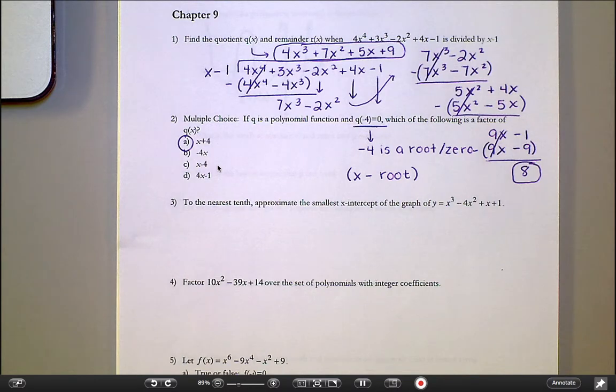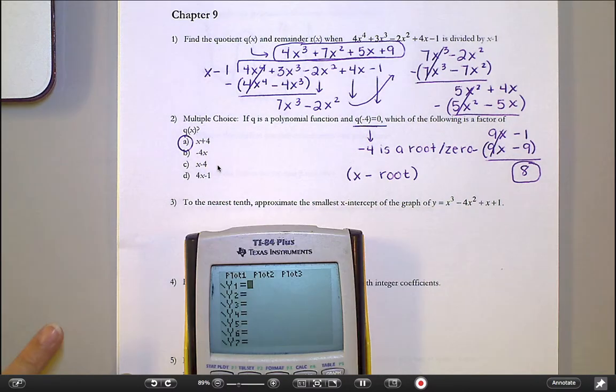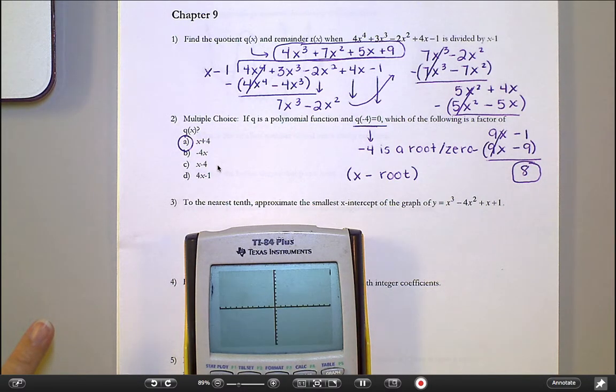Okay, number 3. Approximate the smallest x-intercept of this graph. Well, I'm going to want to look at a graph. So let's go to my y equals, and I'm going to type in x cubed minus 4x squared plus x plus 1. Hit graph.